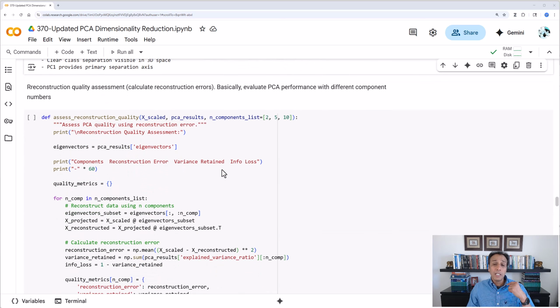Okay, now what's important? We know that we get, let's say, 60%, 63% information if you pick the top 2 principal components. This is basically another way of confirming that, I should say, assessing reconstruction quality.